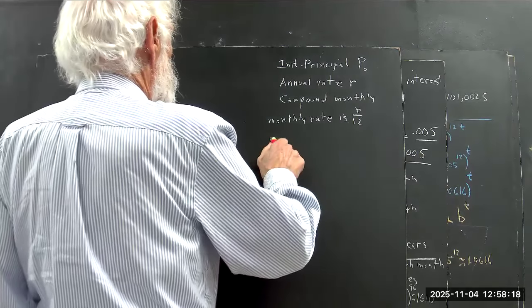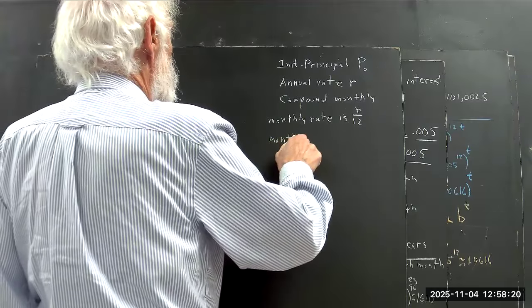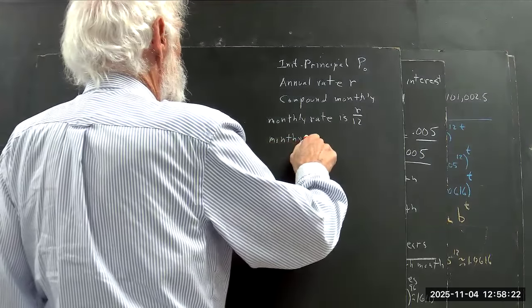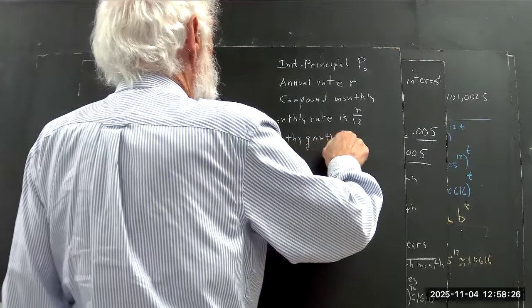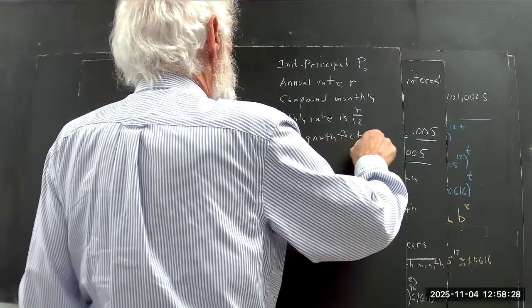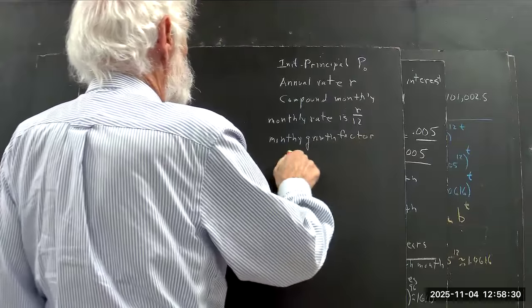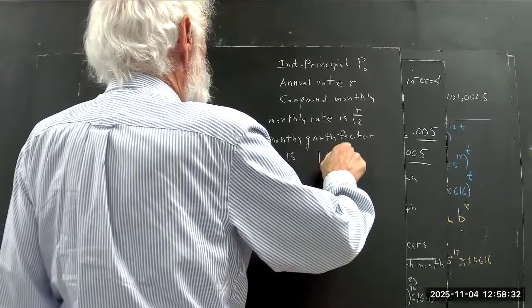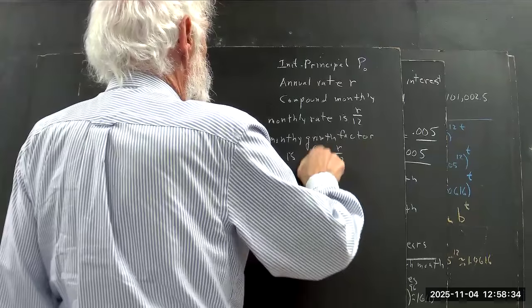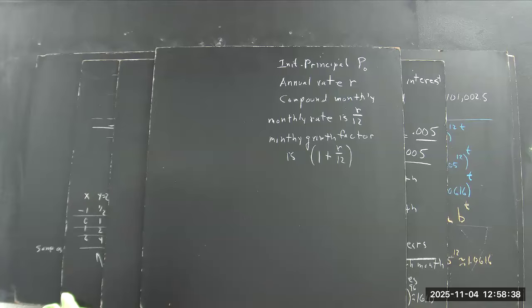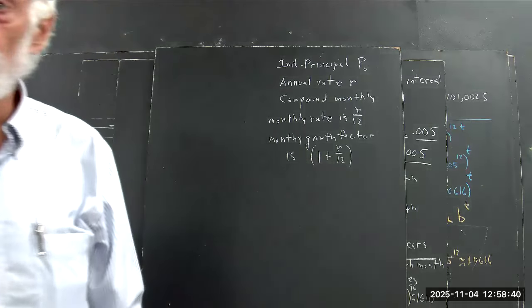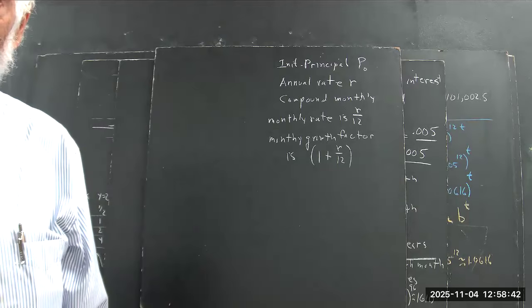So the monthly multiplier, which I'll call the monthly growth factor, is 1 plus your monthly growth rate. That corresponds to 1.005 in our example.